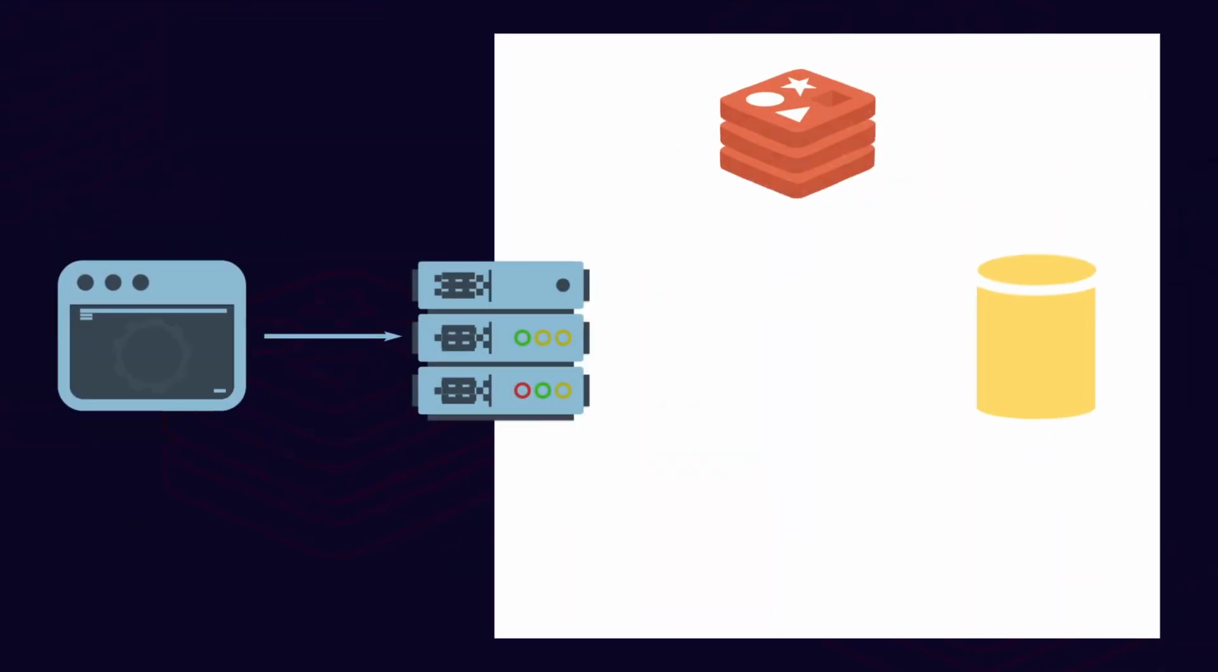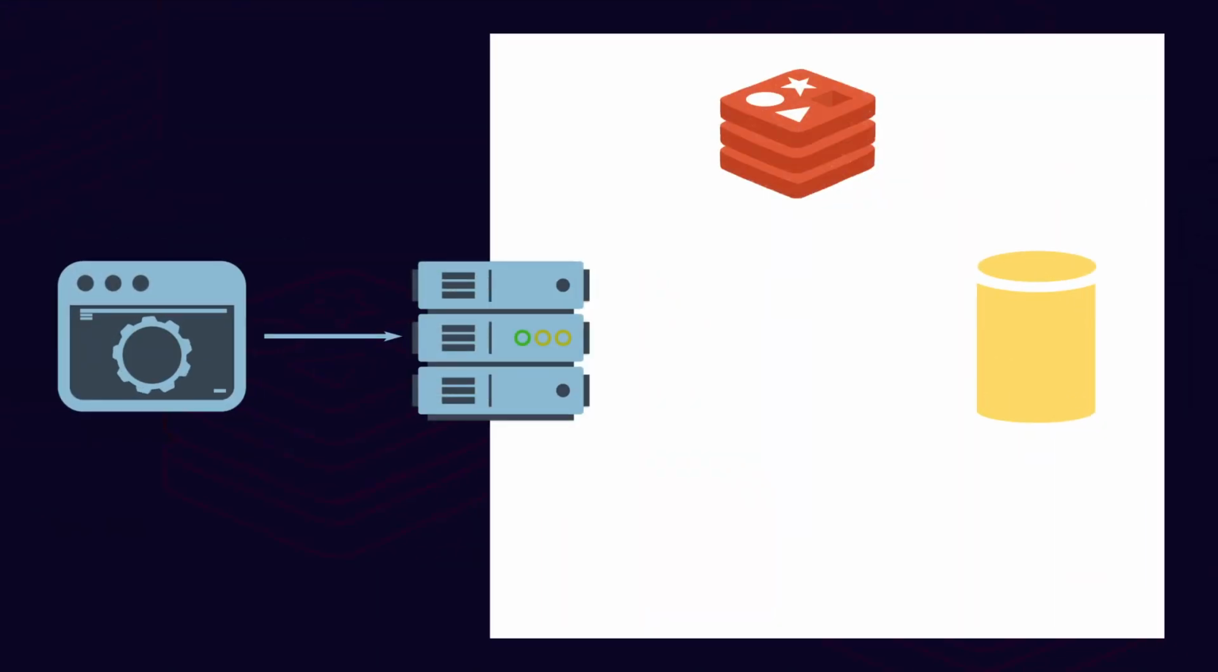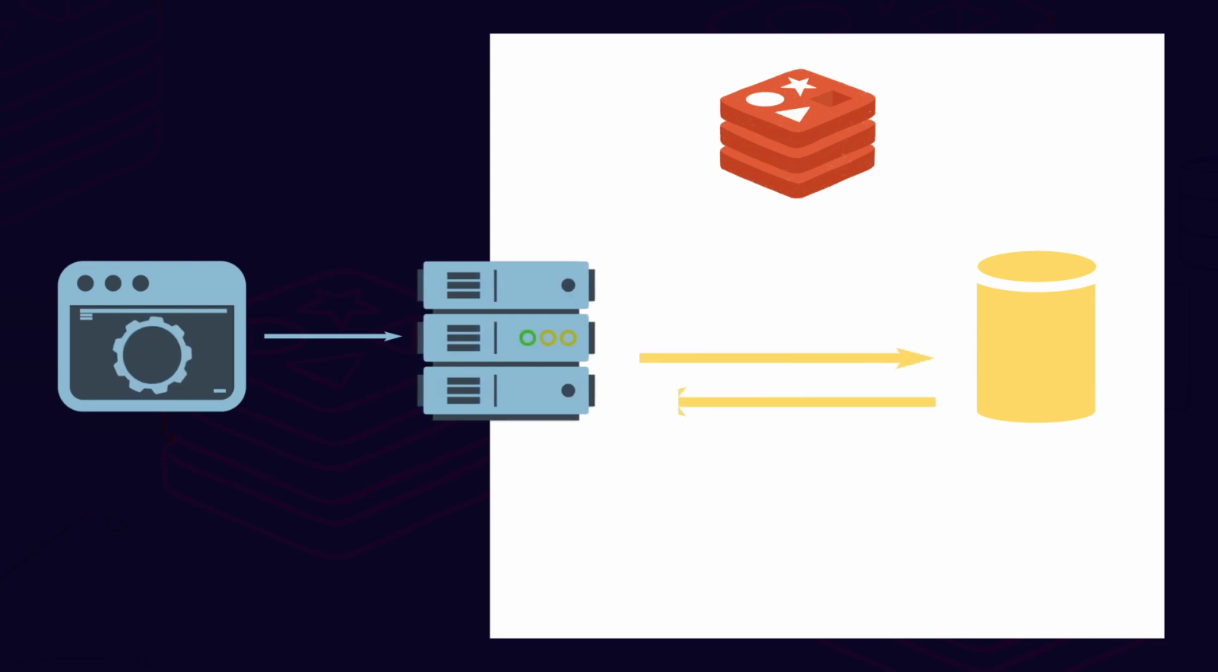Today we're going to cover the look-aside caching pattern. With look-aside caching, we first check the cache for the data we need before querying the database directly. In other words, we look to the side in our cache before we look in the database, hence the name.